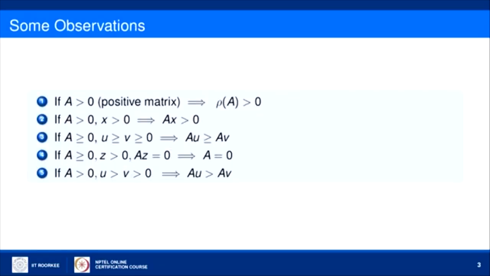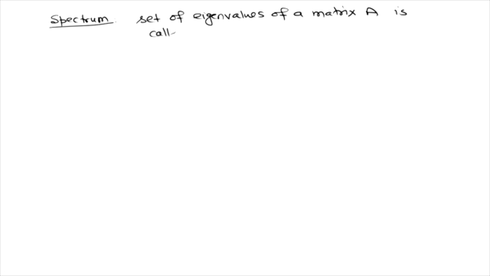Now, let us discuss some properties of positive matrices. The first property is: if A is a positive matrix, then the spectral radius of A will be greater than 0. It cannot be 0. The justification involves 2 things. One is the spectrum: the set of eigenvalues of a matrix A is called the spectrum of A, and it is denoted as sigma of A.